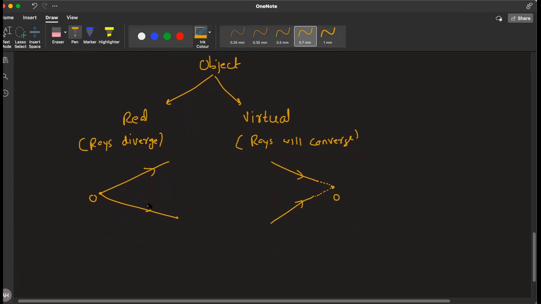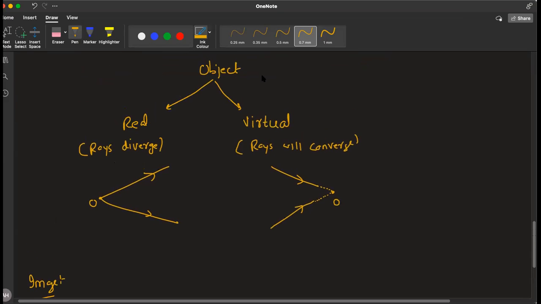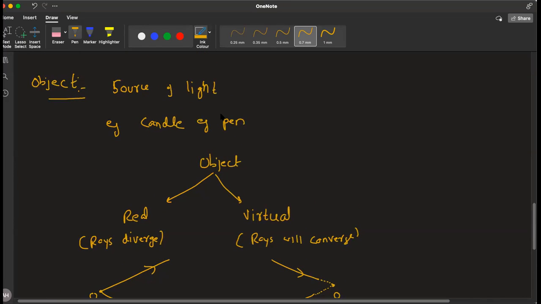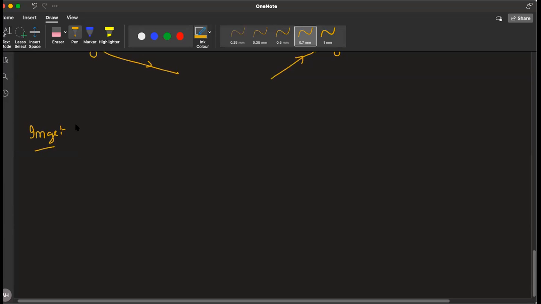This is an object. Then we have another concept, that is the concept of image. See, this concept is valid in all topics of ray optics, whether it's reflection, refraction, optical instruments, everywhere. Object is always a source of light. It could be a real object or a virtual object. Similarly, you can have an image.